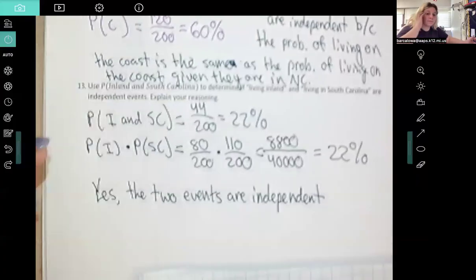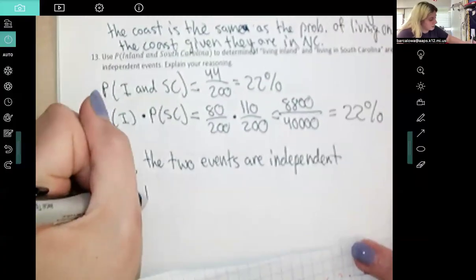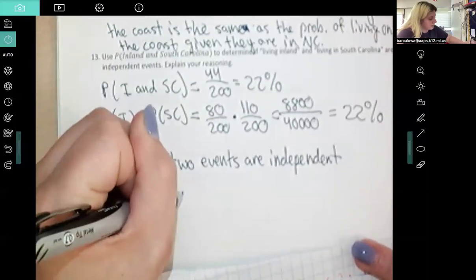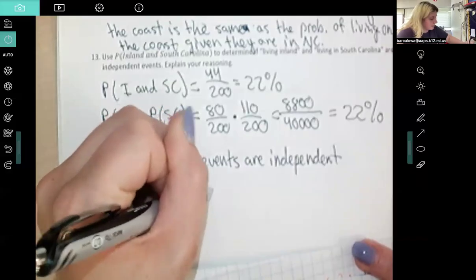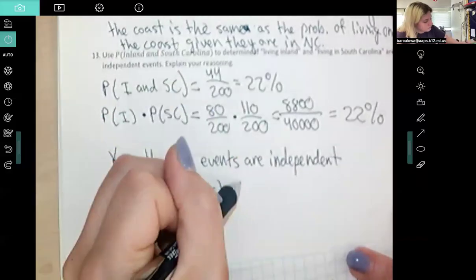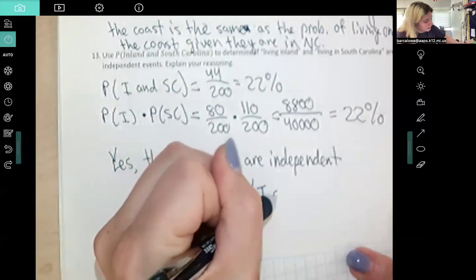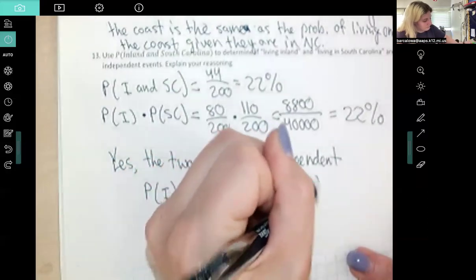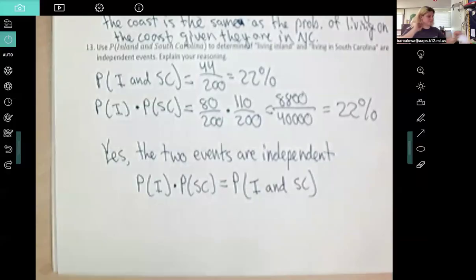And here's my final mathematical justification. The probability of living inland times the probability of being in South Carolina is equal to the probability of being inland and in South Carolina. All right. There we go.